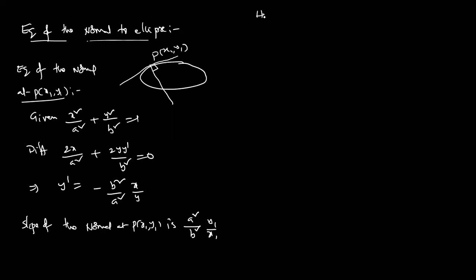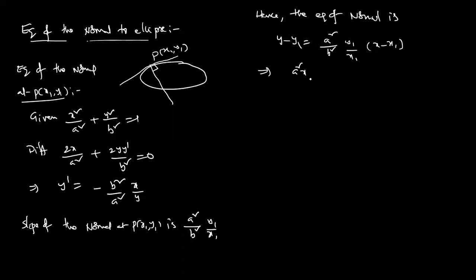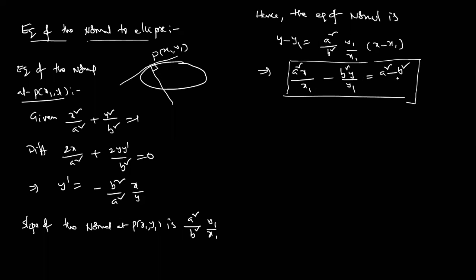Therefore, hence, the equation of the normal is: y minus y1 is equal to slope m into (x minus x1), where m here is a square by b square, y1 by x1. To simplify, you get a square x by x1 minus b square y by y1 is equal to a square minus b square. So this is equation 1.